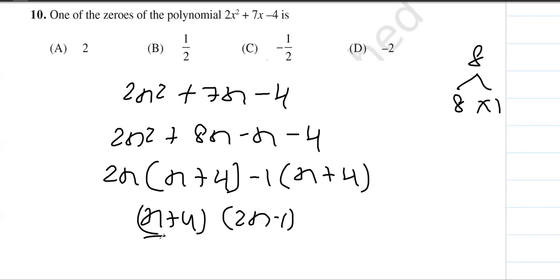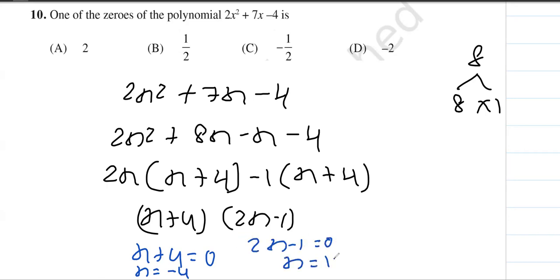Now, in order to get the 0, we will equate each factor with 0. In the first case, if I equate x plus 4 with 0, we are going to get x as minus 4. And equating 2x minus 1 with 0, we are going to get x as half. Now, check here. We just had to get one of the zeros. Although we have two zeros, that is minus 4 and half, as for the question, we have to get 1 zero. So we'll say that B is the correct option.